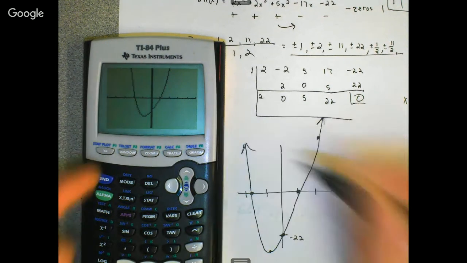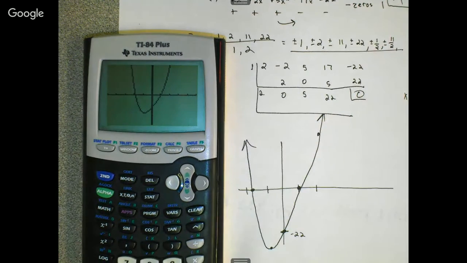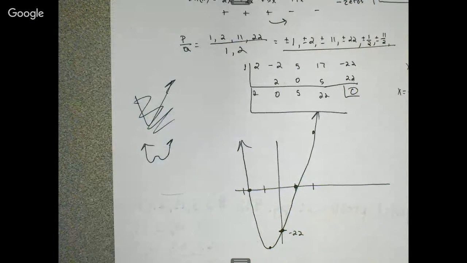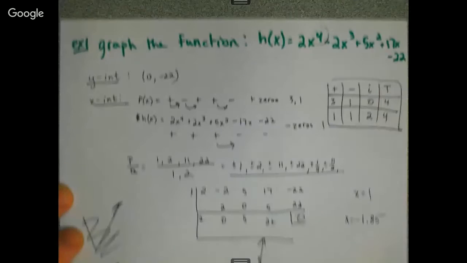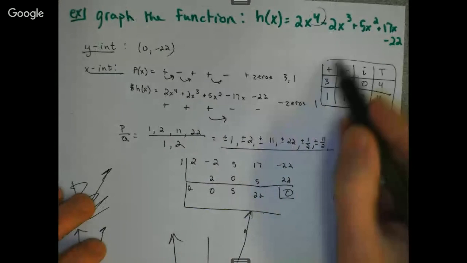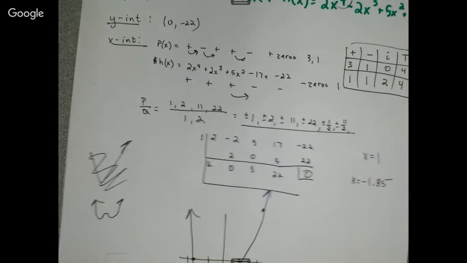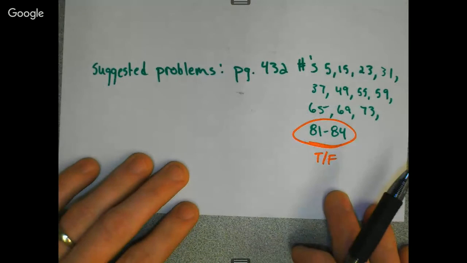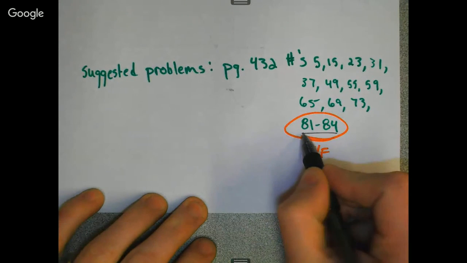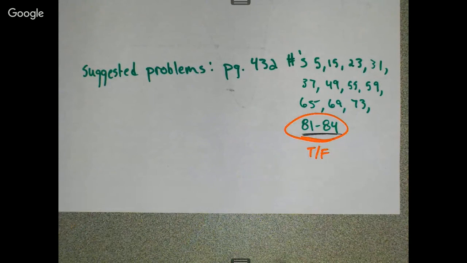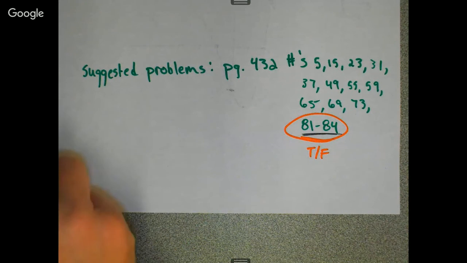I want to see some points on your graph. I'm totally fine with you using your calculator to help you out and check some of your answers, but I want to be seeing this table. I want to see some synthetic division, all that kind of stuff. So here are your suggested problems on page 432. I want you to do 81 through 84. Those are just some simple true-false questions. Give those a try. They're good questions that I can put on the test.